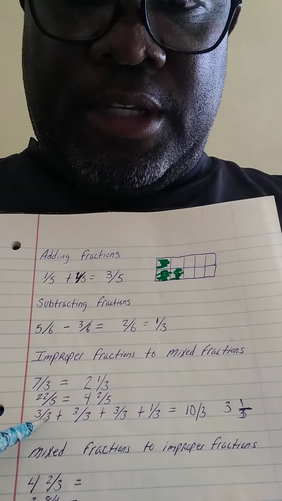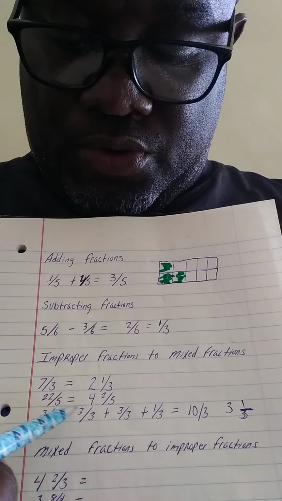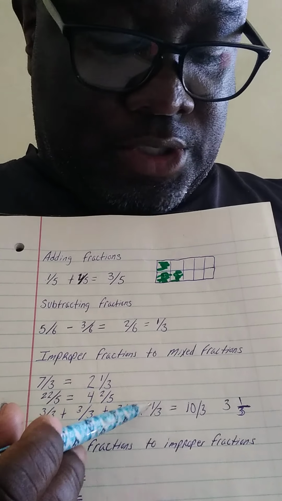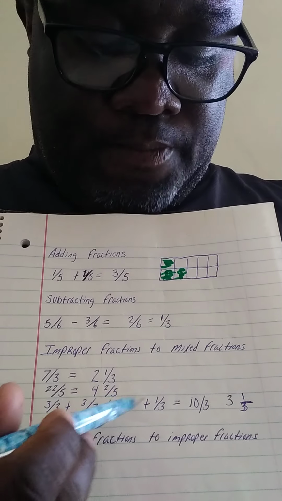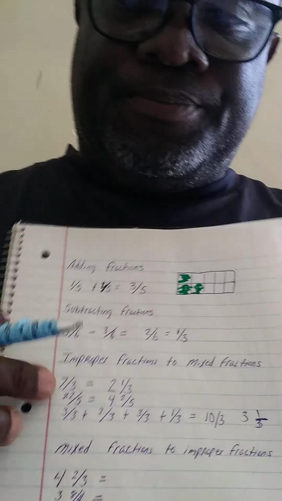Or if you were really good in math, you know 3 thirds is 1 whole. So you have 1 whole, 2 wholes, 3 wholes, and then you have 1/3. It still comes out to the same answer, 3 1/3. So we have that. All right.